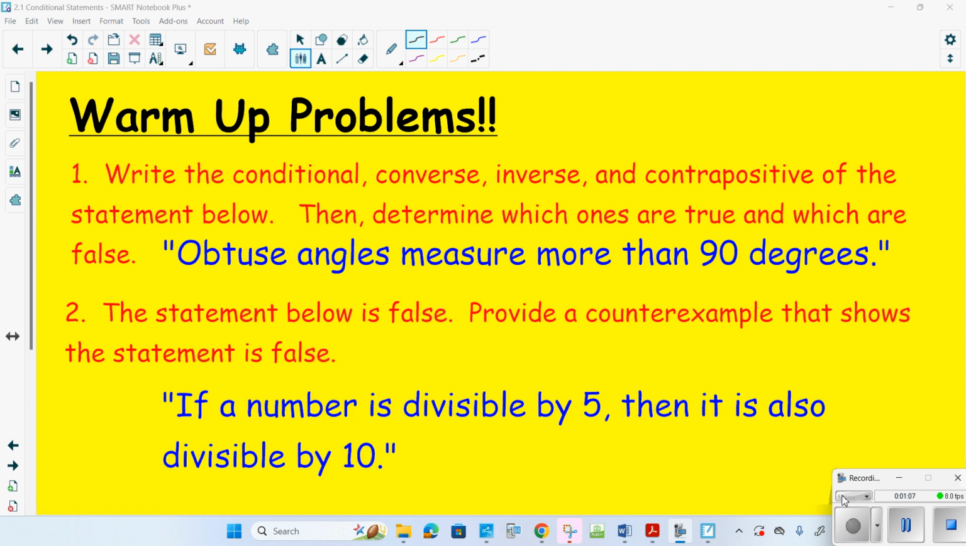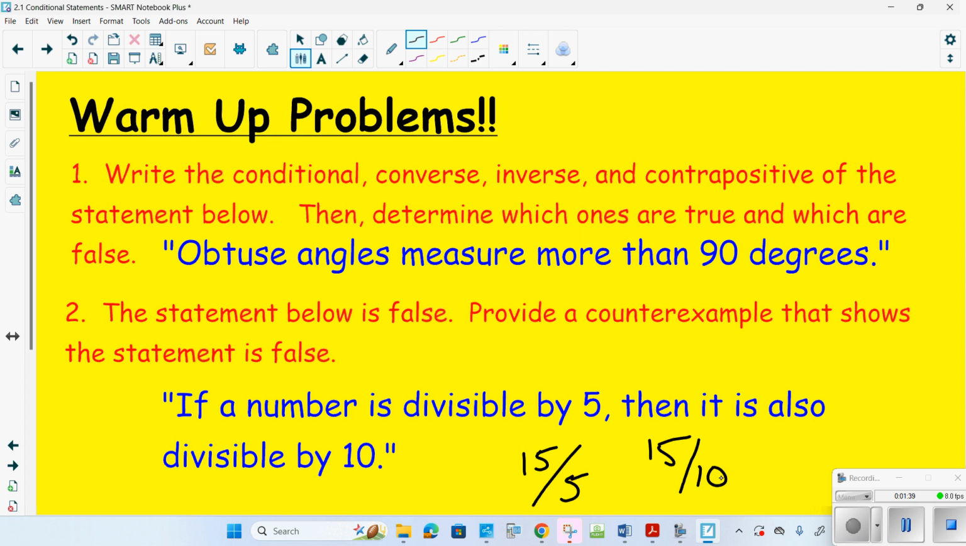Now, the statement below is false. If a number is divisible by 5, then it also is divisible by 10. Now, there are some examples that are true, but there are some examples that are false. So when you are asked to come up with a false example, make sure that you actually do come up with a false example. For instance, 15 is divisible by 5, but 15 is not divisible by 10. And when I say that, divisible evenly. So obviously 15 divided by 10 is 1.5, but not evenly.